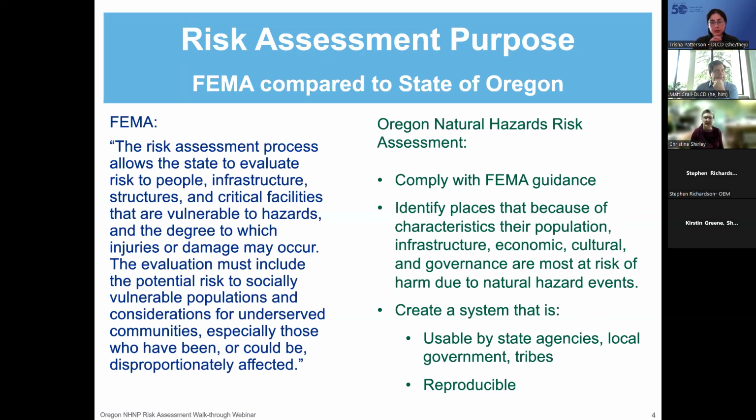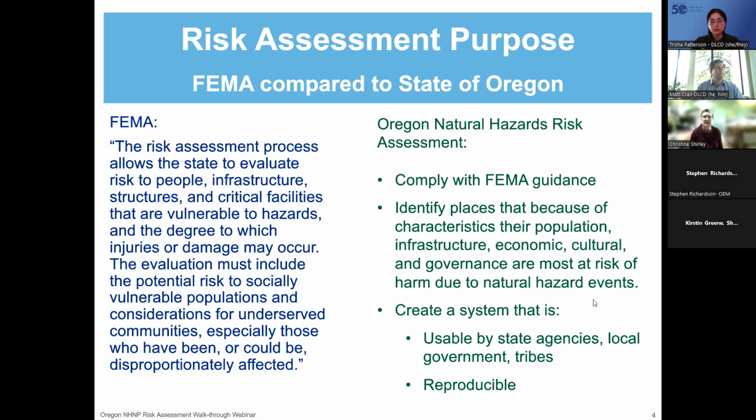So we took this sort of vague requirement and turned it into some specific requirements for ourselves. Of course, we need to comply with FEMA guidance so that the plan can be approved by FEMA. We wanted to identify places that, because of characteristics of their populations, infrastructure, economy, culture, and governance, are most at risk due to natural hazard events. And you'll note that some of those categories, economic, cultural, and governance, are not listed on the FEMA requirement side. So we are expanding our risk assessment to include more elements of risk.